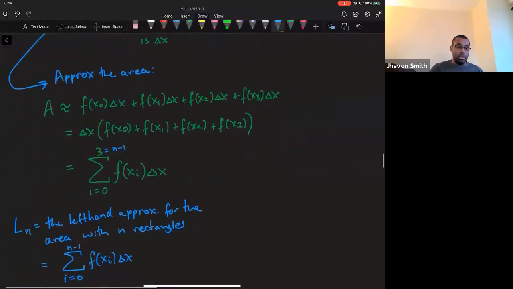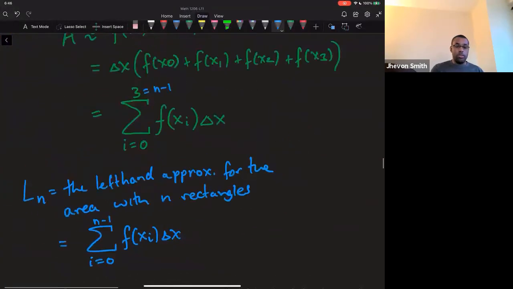We can develop a nice little formula for this idea, which is why we wanted to use functions in the first place. It takes this idea of just cutting everything up into rectangles and adding them up, and turns it into a formula for how to do this. Your delta x is going to be b minus a over n, and you're golden. This is the approximation.